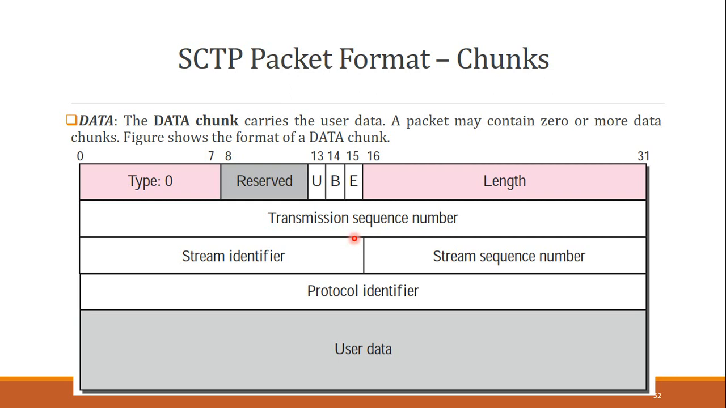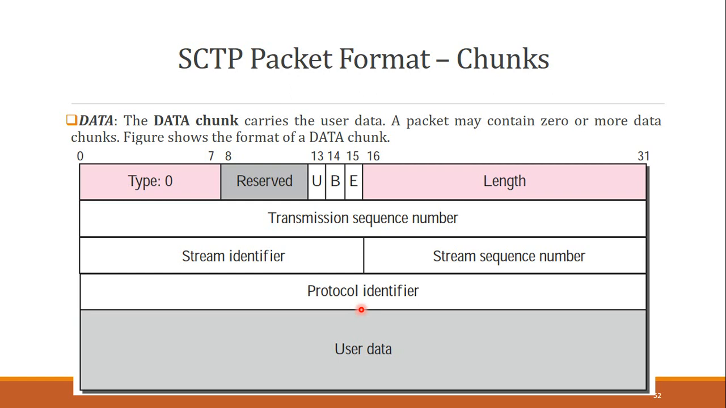Then we have the stream sequence number, or the SSN. It is a 16-bit field which defines a chunk in a particular stream in one direction. Then we have the protocol identifier. The protocol identifier is a 32-bit field which can be used by the application program to define the type of data. It is generally ignored by the SCTP layer. Now the user data. The user data carries the actual user data.